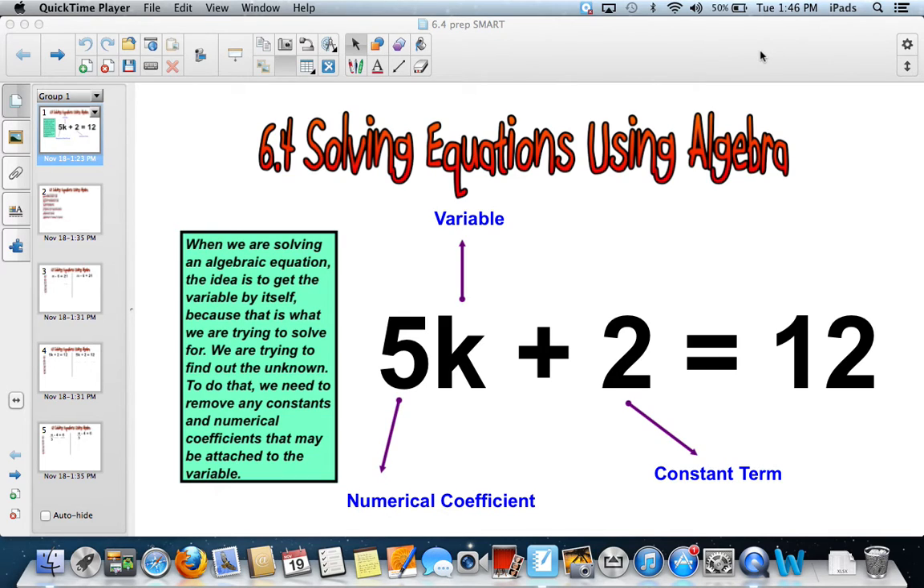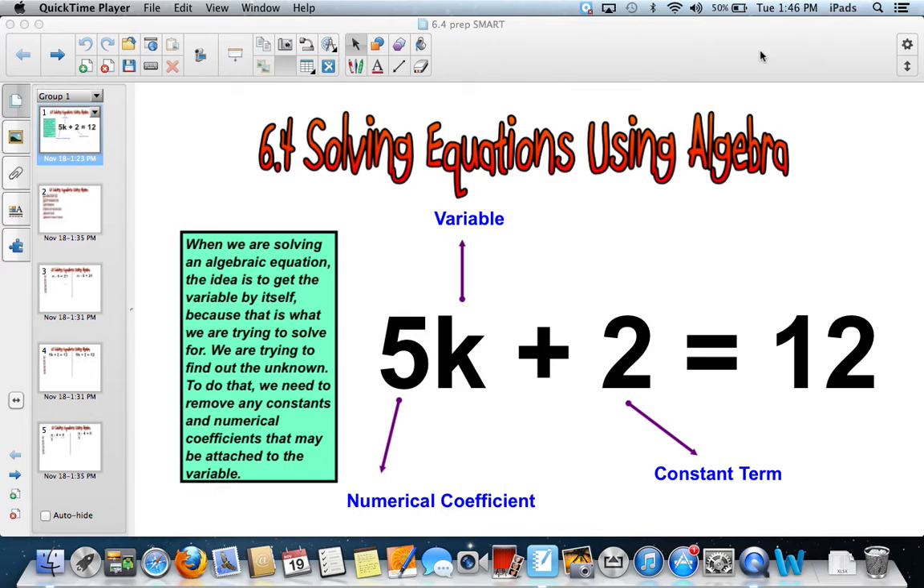Section 6.4, solving equations with algebra. We're going to look back at our equation 5k plus 2 equals 12 that we looked at in our past video to keep it consistent. When we are solving an algebraic equation, the idea is to get the variable by itself because that's what we're trying to solve for. We're trying to find out the unknown, and our variable is the unknown. In this equation, the k is the unknown.